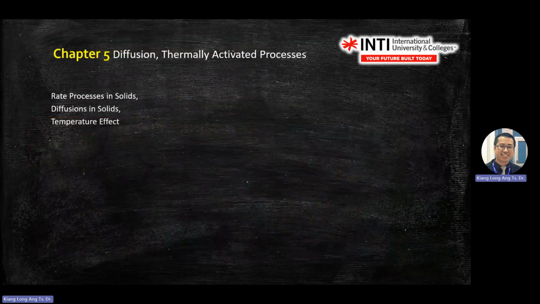Okay, today we look at how to make the metal become stronger. We look at diffusion. Diffusion means we spray something on the surface by using temperature, to make it become stronger.